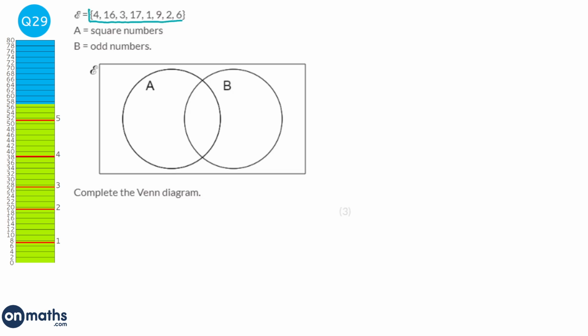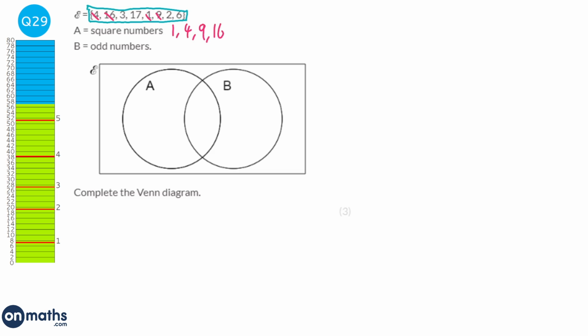We have our everything list here. Now these are all the numbers that go into our Venn diagram. And in A is all the square numbers. So we're going to have a look and see which square numbers we've got. Well, we've got 1 and we've got 4 and we've got 9 and we've got 16 are all square numbers. So in here is 1, 4, 9 and 16.